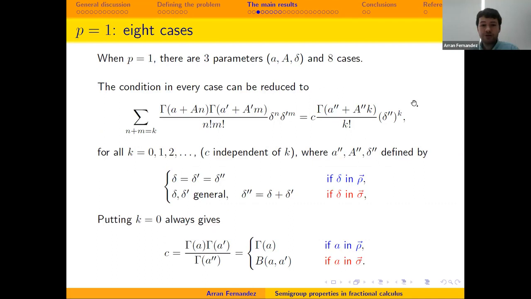When we put k equals 0, this should be true for all values of k. Put k equals 0, you solve for the constant multiplier. It's always equal to this. It's a gamma function if a is blue, or a beta function if little a is red. Now, let's go through these 8 cases. We consider each time k equals 1, and in many cases, we can get a contradiction.